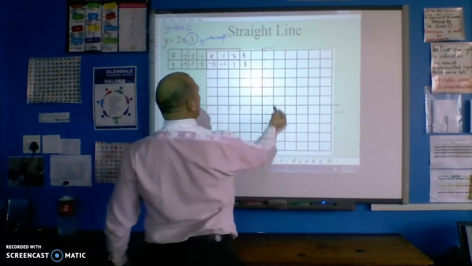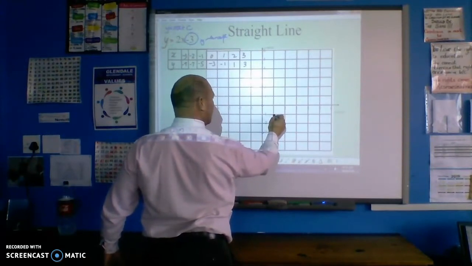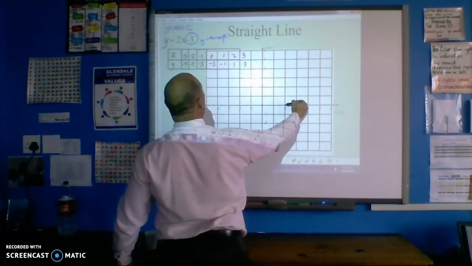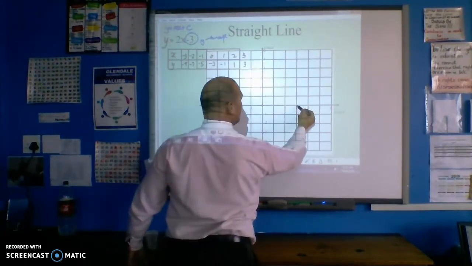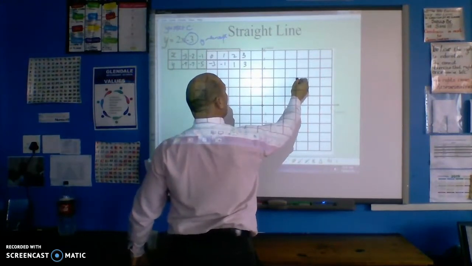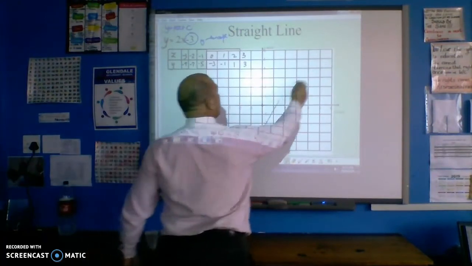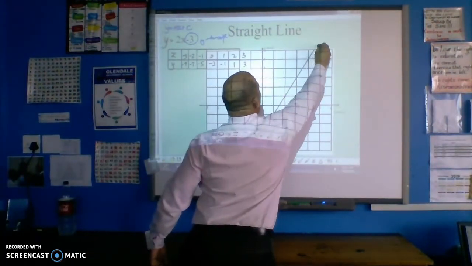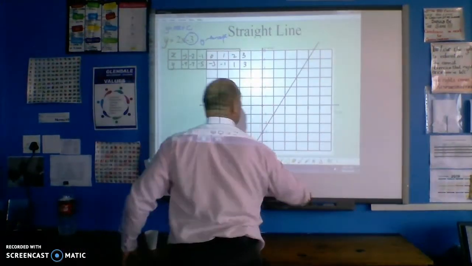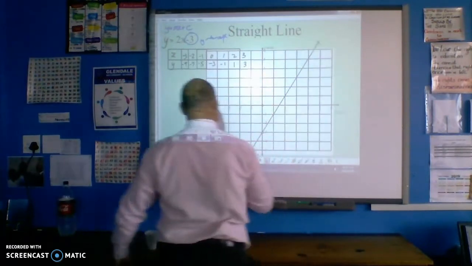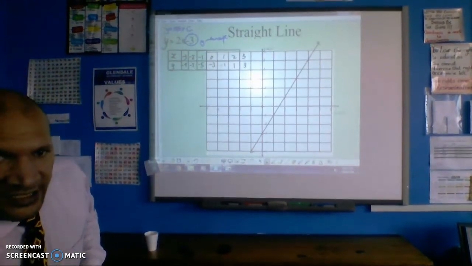So, next one is 1 and negative 1. The next coordinate is 2 and positive 1. The next coordinate is 3 on the x-axis and 3 on the y-axis. When these coordinates are plotted, I will see that it forms a straight line. I don't have to stop at the last one, I can continue because the line continues indefinitely in that direction and it continues in that direction. That is the straight line.